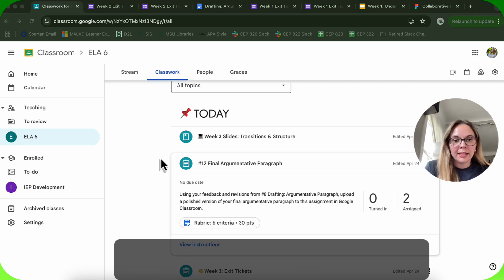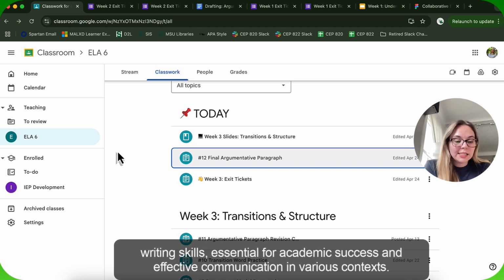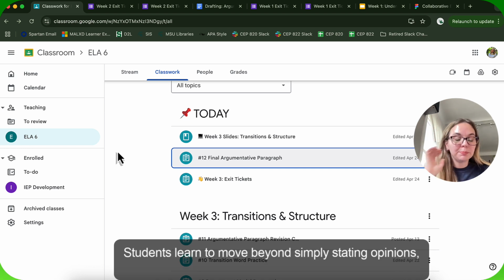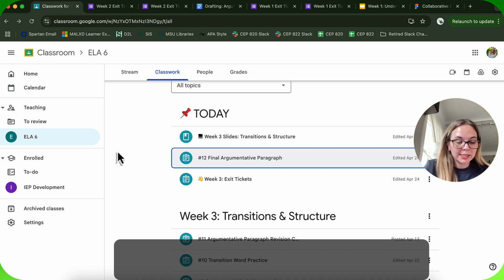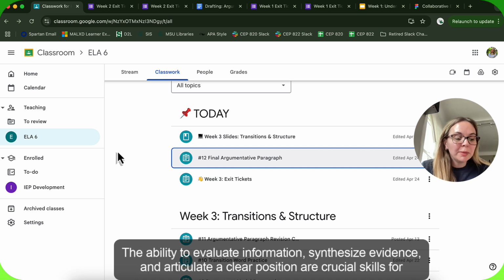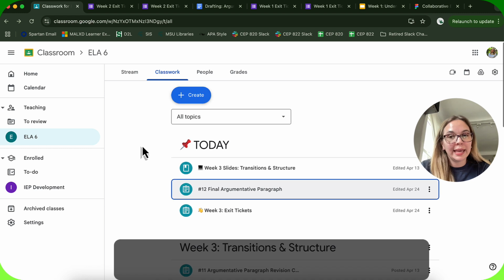This unit is designed to develop students' analytical and persuasive skills, writing skills essential for academic success and effective communication in various contexts. Students learn to move beyond simply stating opinions and instead construct well-supported arguments. The ability to evaluate information, synthesize evidence, and articulate a clear position are crucial skills for students to develop as they progress through their education and become engaged citizens.